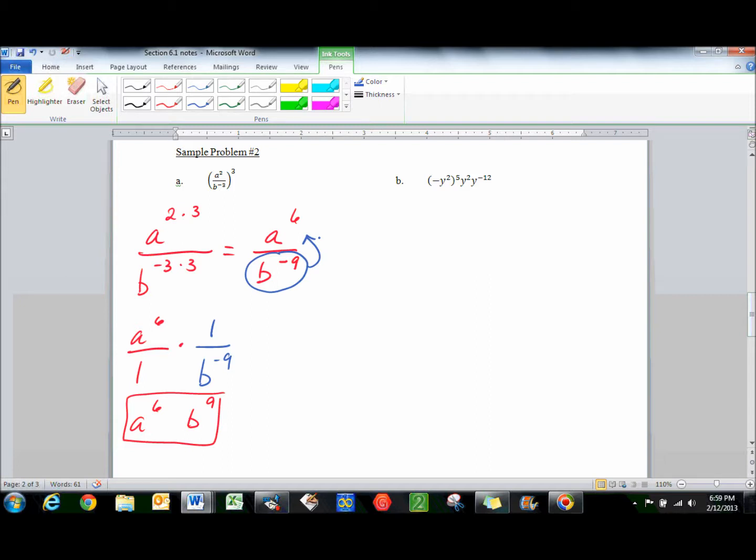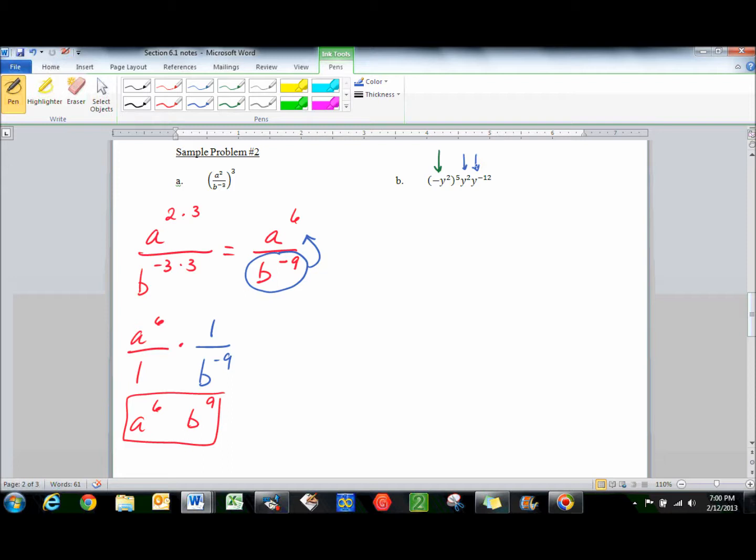So let's look at part B. Part B brings us an interesting look at this. In the first part, we have a negative y, but the remaining variables in the problem are all positive y's. So the negative y is technically not the same base as all of the positive y's, and we want it to be the same negative base. So we have to take this and actually factor out that negative at some point.